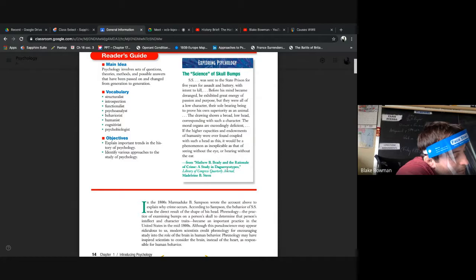Phrenology, the practice of examining bumps on a person's skull to determine the person's intellect and character traits, became an important practice in the United States in the mid-1800s. Although this pseudoscience may appear ridiculous to us, modern scientists credit phrenology for encouraging study into the role of the brain in human behavior. Phrenology may have inspired scientists to consider the brain instead of the heart as responsible for human behavior.